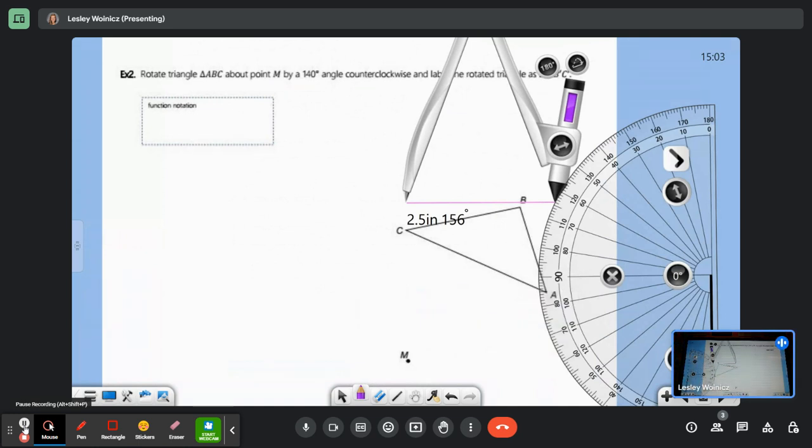This time we are rotating a triangle ABC about point M, 140 degrees counterclockwise. It's very important that you are neat and tidy, because instead of doing 1 point, this time we're going to do 3, because a triangle has 3 vertices. So we're going to rotate.